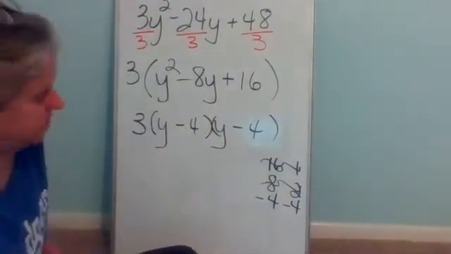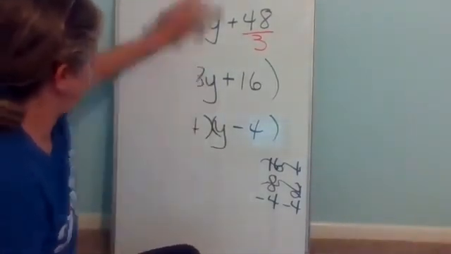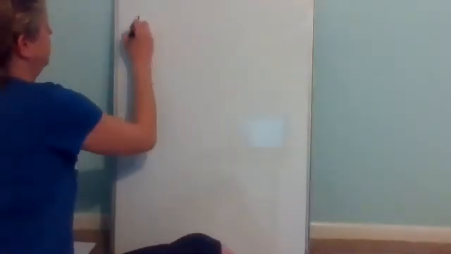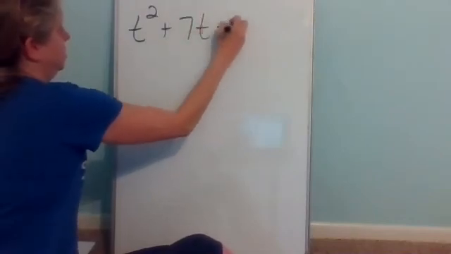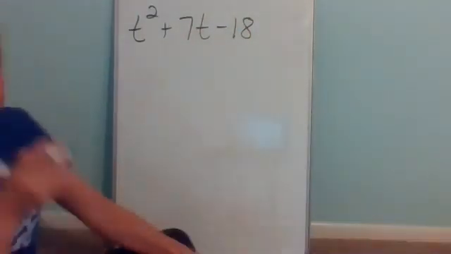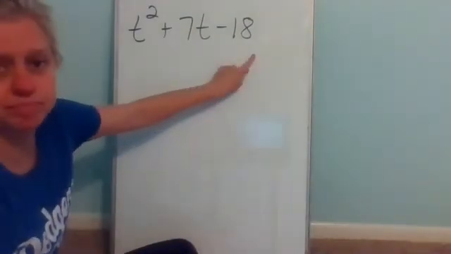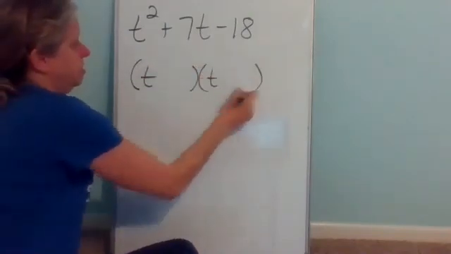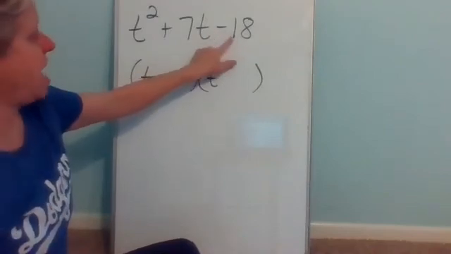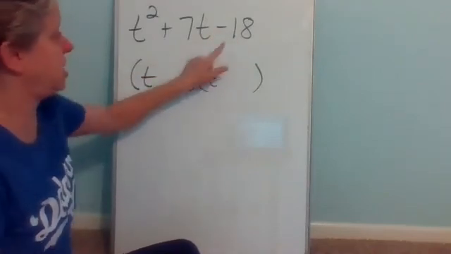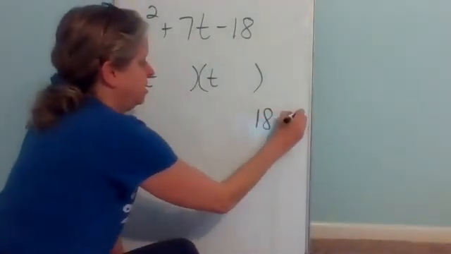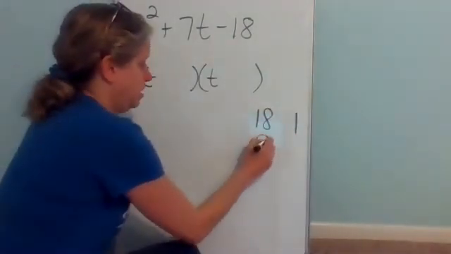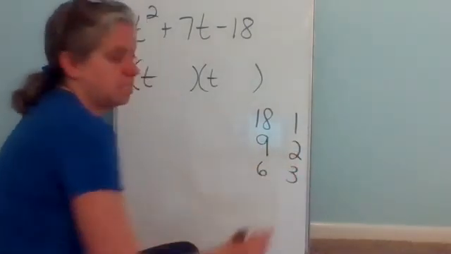All right, last one, number 7. t² plus 7t minus 18. All right, nothing's in common. It is t², which means I'm going to jump straight to t and t. Multiplying to get -18. We'll worry about that negative sign in just a second. Let's just write all the ways to get 18. 18 and 1. 9 and 2, 6 and 3.